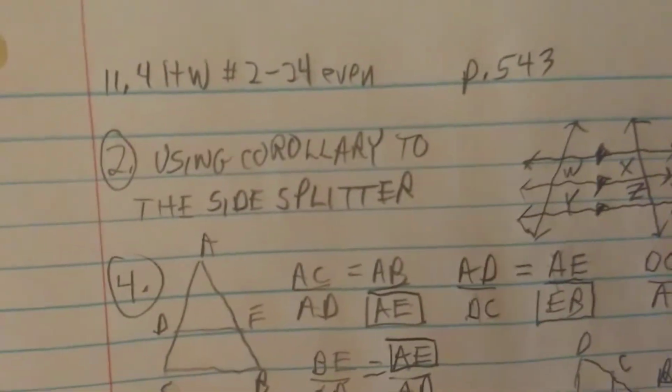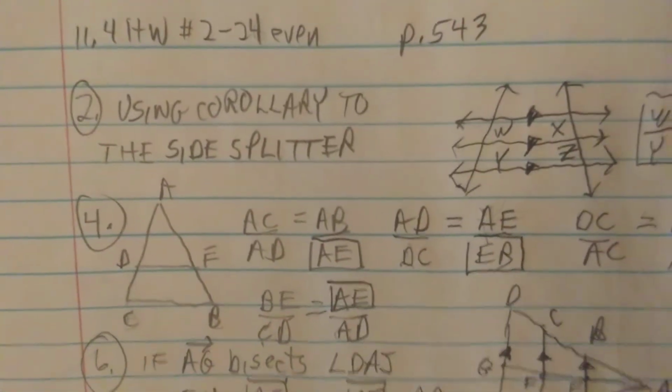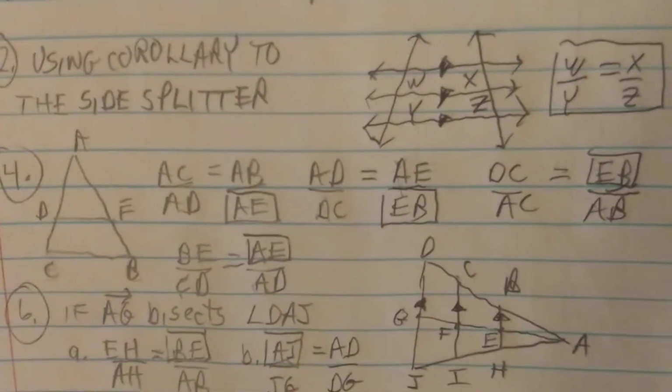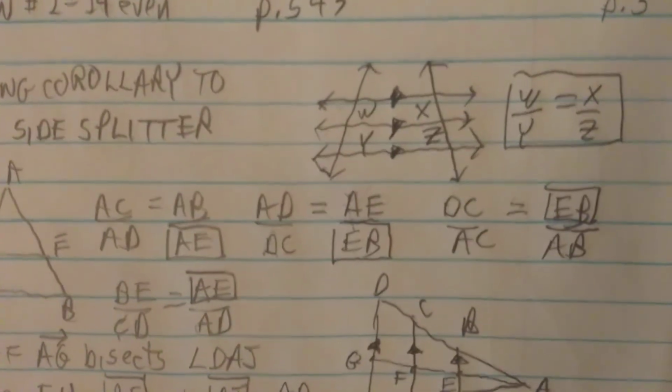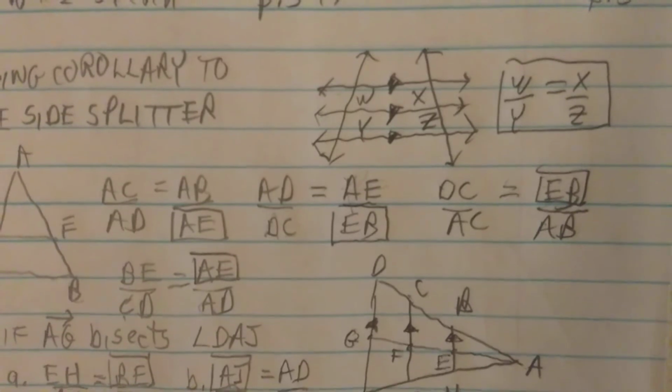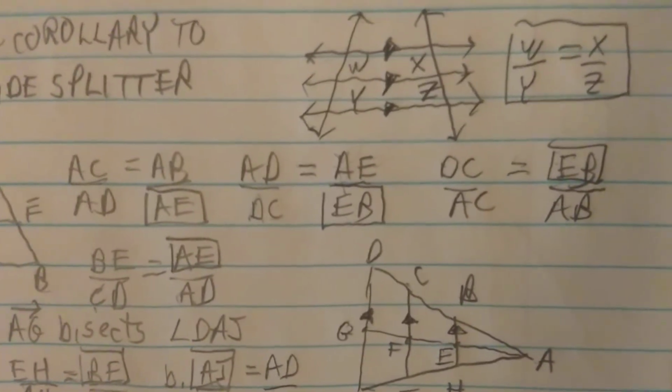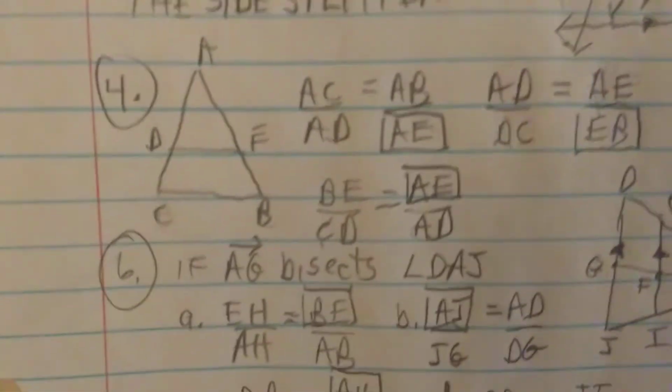Now starting on the homework on page 543, we're going to use the corollary to the side splitter, and all they're asking us to do is remember that w over y is indeed equal to x over z, because all 3 lines are parallel and they're cut by 2 transversals.